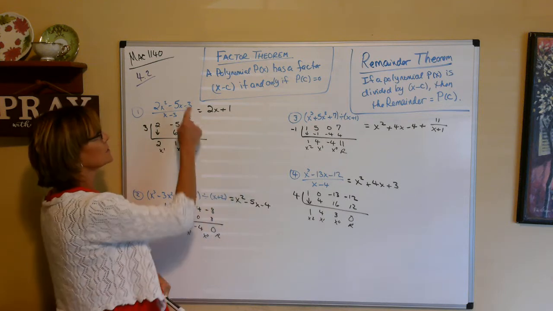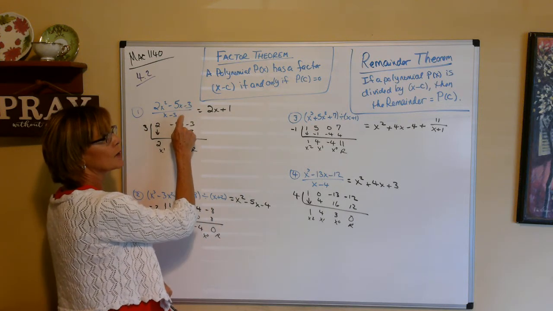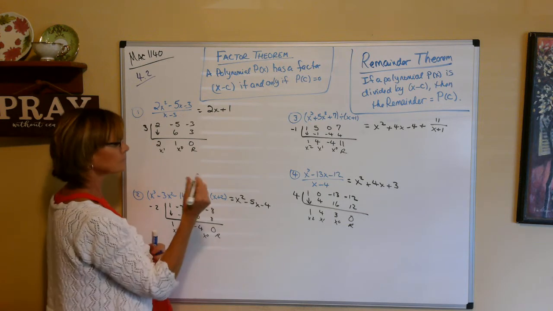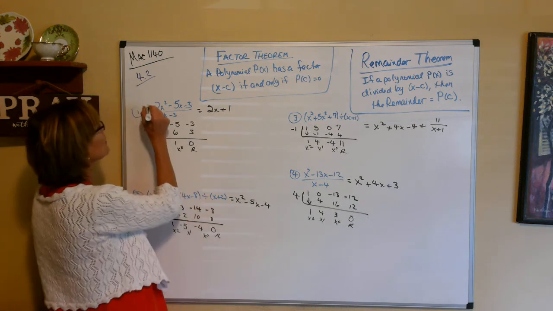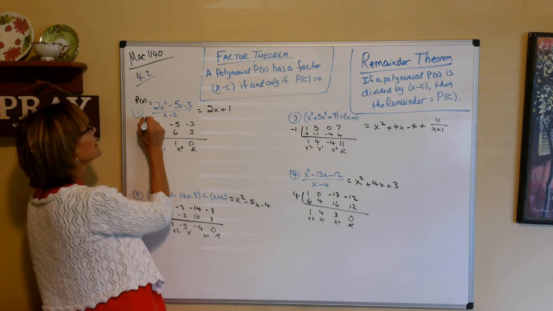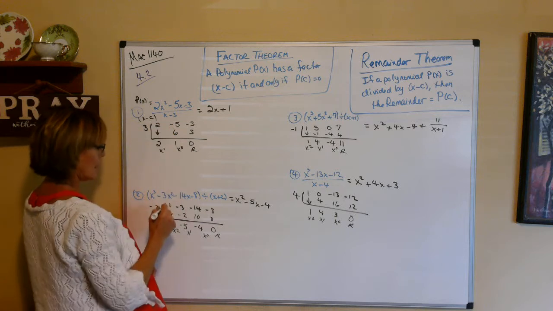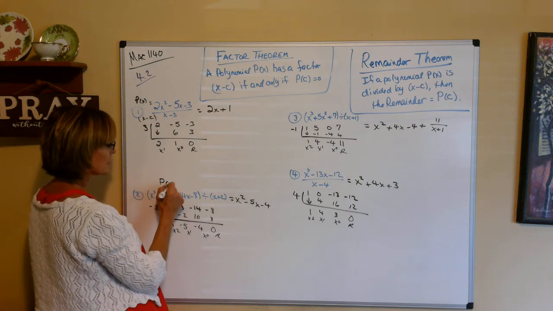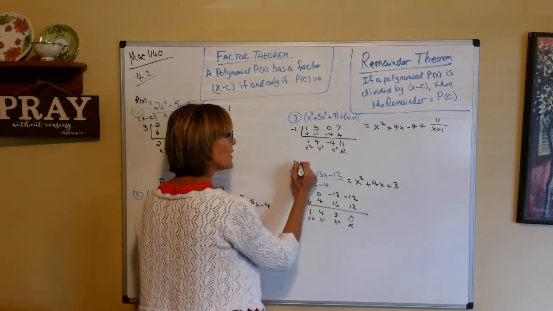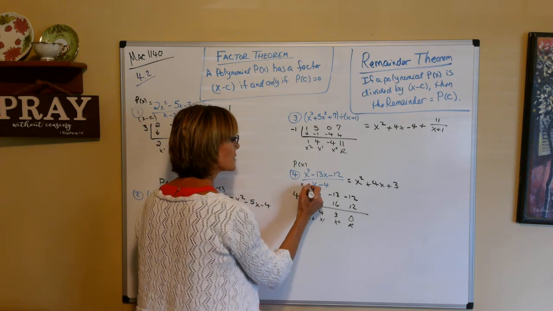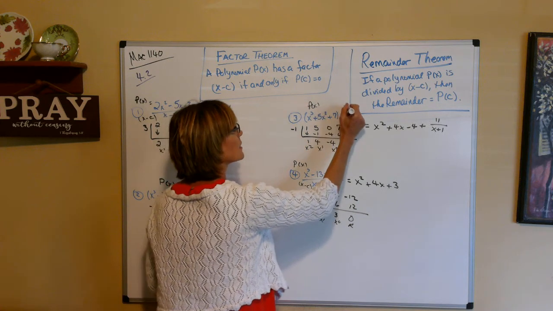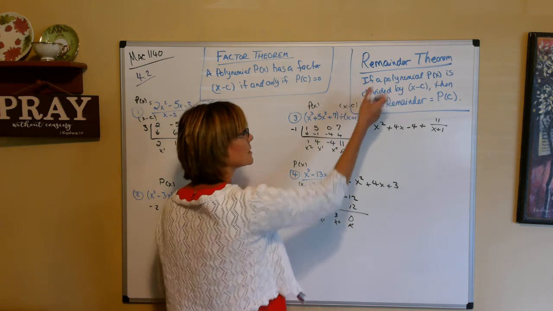Number 1, this meets the condition: polynomial divided by something of the form x minus c. Let me do one thing. Let me call all of these P of x, and down here this is x minus c. Right here, this is our P of x, and this is our x minus c. This is our P of x, and this is our x minus c. This is our P of x, and this is our x minus c. So that'll help us see what's going on there.